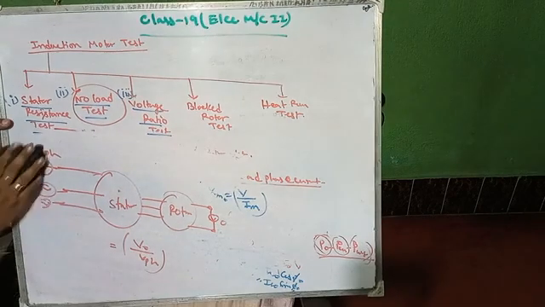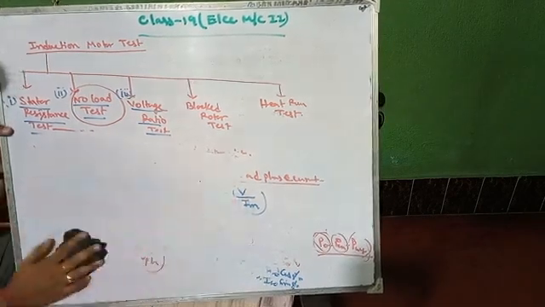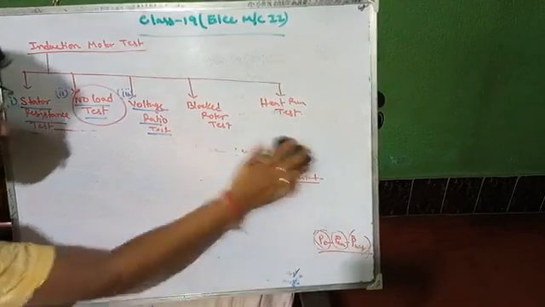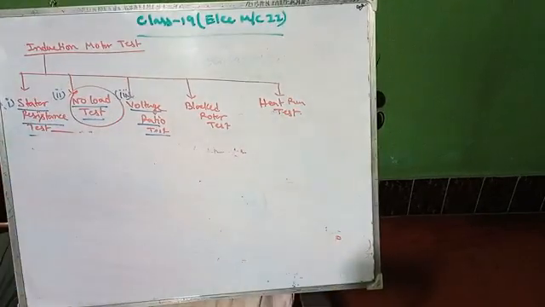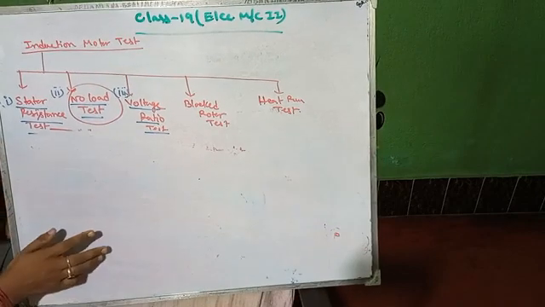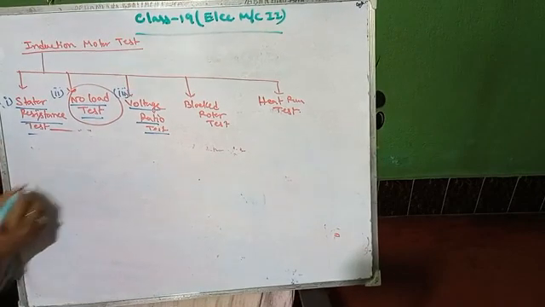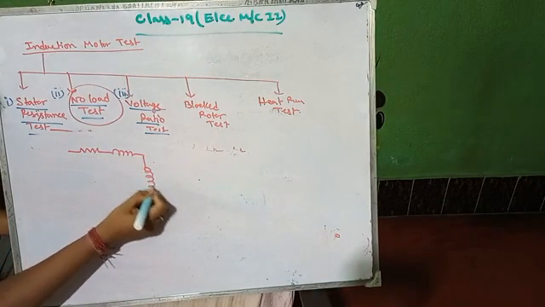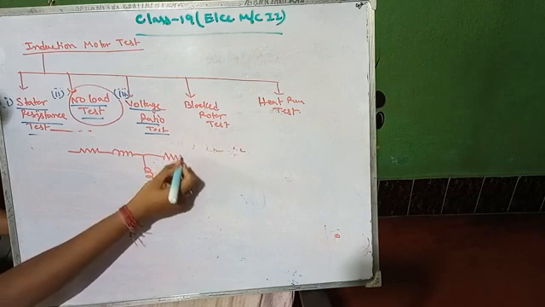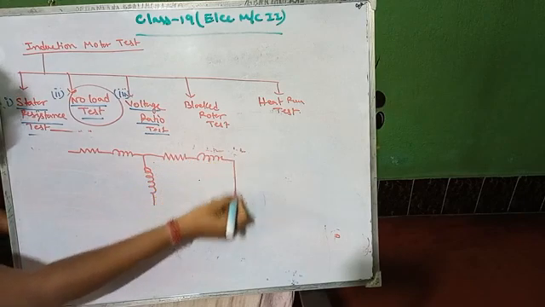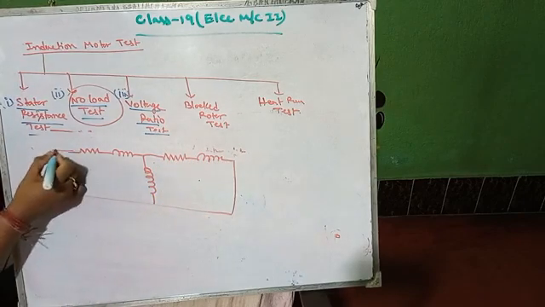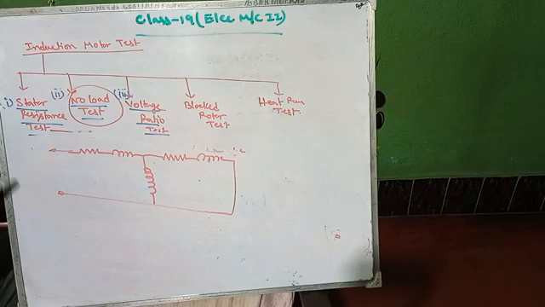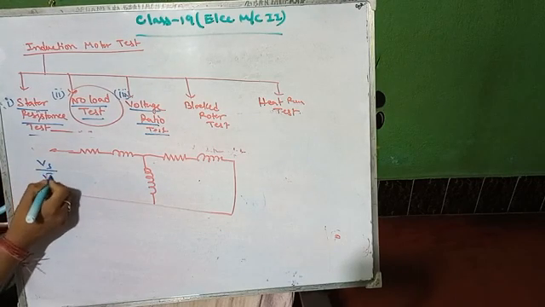Now I will move on to the blocked rotor test. What does the blocked rotor test mean? It is used to find the short circuit components of the three-phase induction motor. When the short circuit components are being found, the equivalent circuit of the motor looks like this, with Vs by root 3 as the per phase voltage.